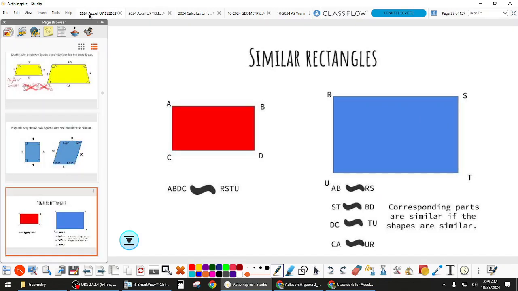All right, back to this. So rectangle ABDC. Why is it ABDC, just as a reminder, and not ABCD? You have to go in order. Remember, we have to go around the figure, vertex to vertex. Okay. What corresponds to AC in that figure? What was it? RU, right? First and last. Good.